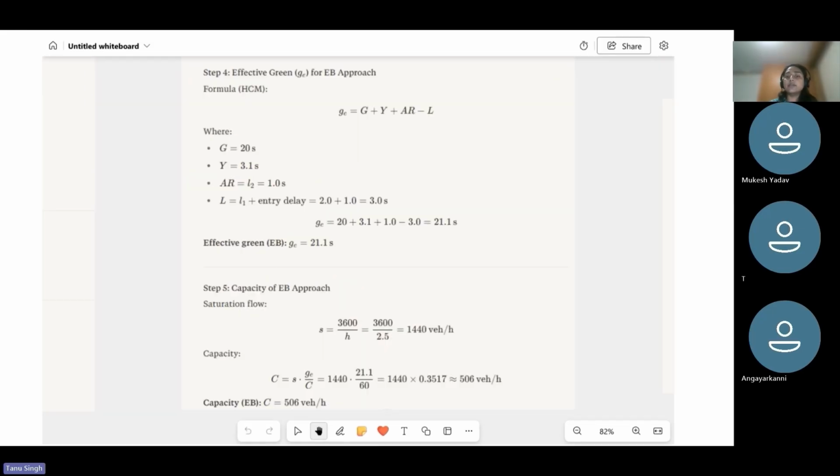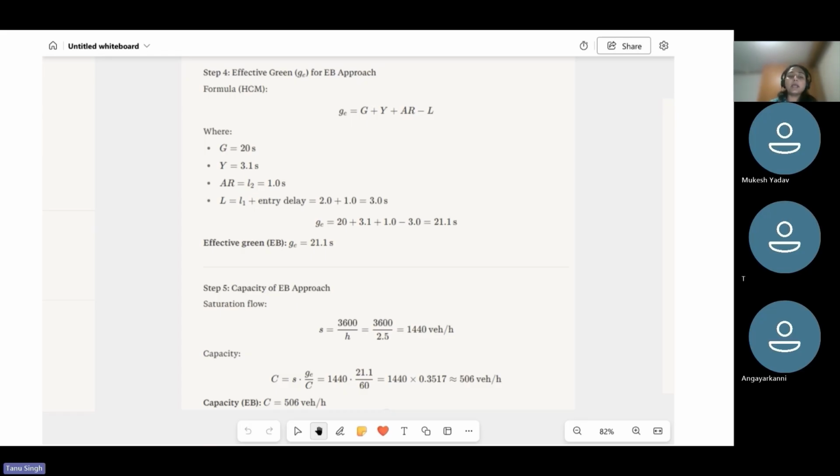After that, to calculate the effective green, we use the equation where effective green is equal to G plus Y plus AR minus total lost time. G is given as 20 seconds, Y we have calculated as 3.1. The all red time L2 is given as 1 second, whereas total lost time is equal to 2 plus 1 entry delay plus 2, that is equal to 3 seconds. So putting in this equation, we get 20 plus 3.1 plus 1 minus 3, that is equal to 21.1 seconds.